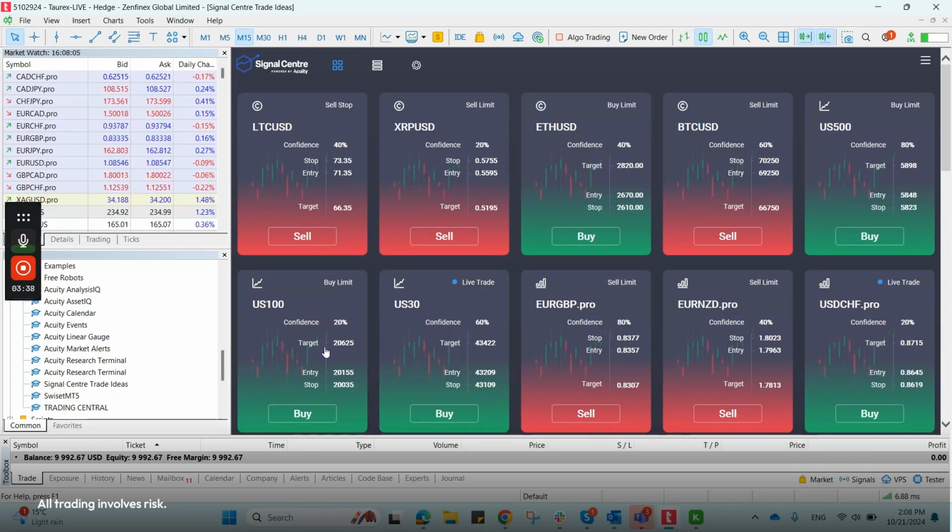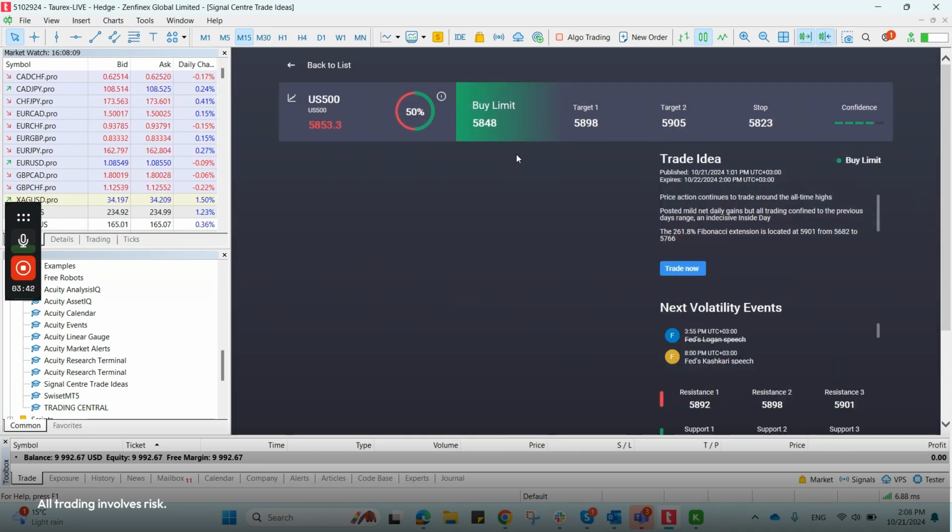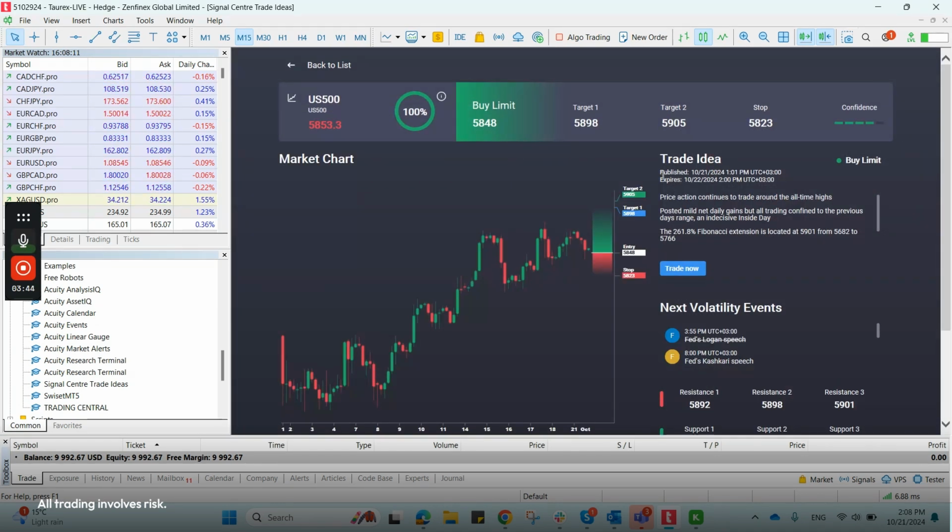So let's take US 500 as an example. You can see on the right hand side how the trade idea was generated, as well as the next volatility events. And if you decide to trade on this, you just need to click on Trade Now.